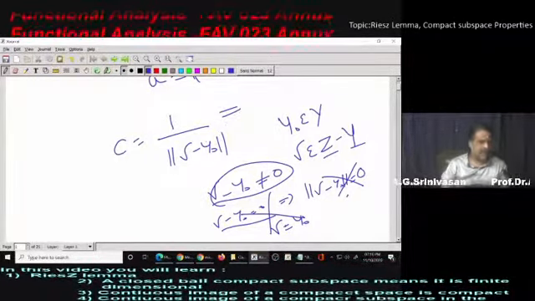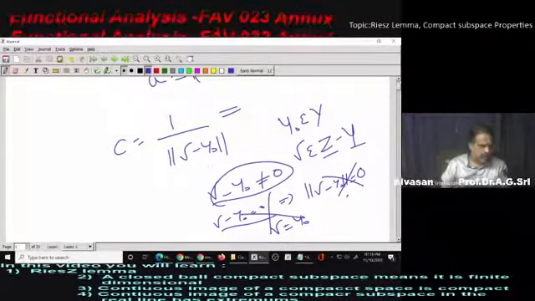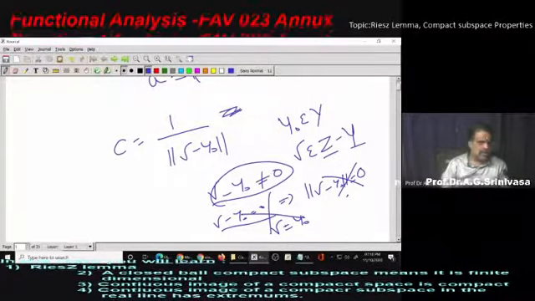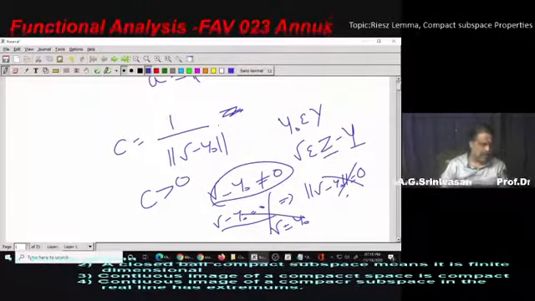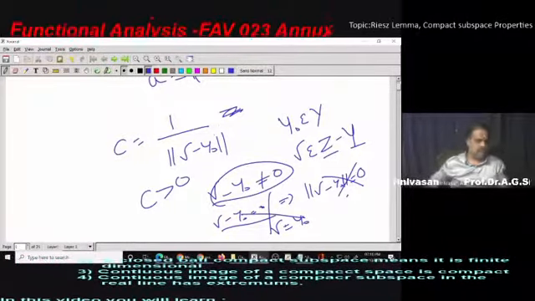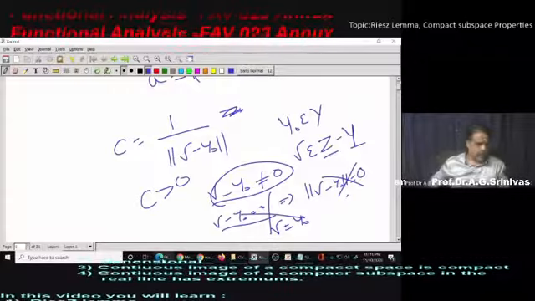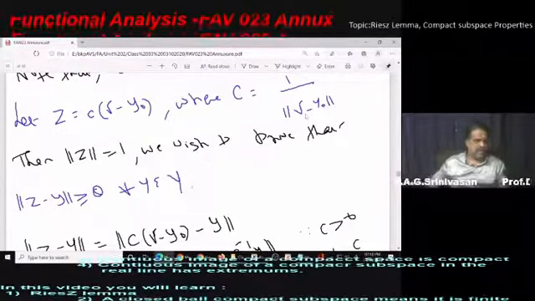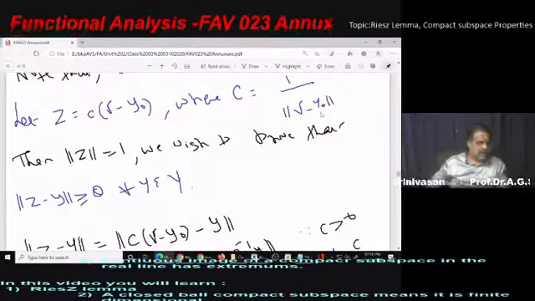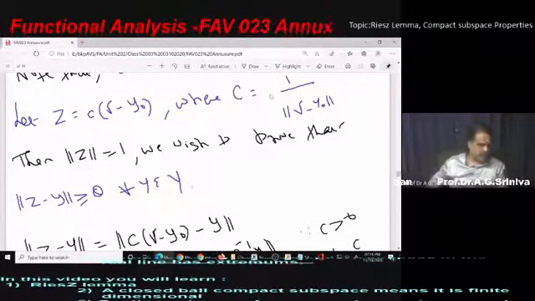Not only that, this norm is always positive. We already saw it can't be 0. So this C is always positive. So C is equal to 1 by norm V minus Y naught. The norm of that is always positive. So if you take that C, where C is equal to 1 by norm V minus Y naught, then you can find that C is positive.